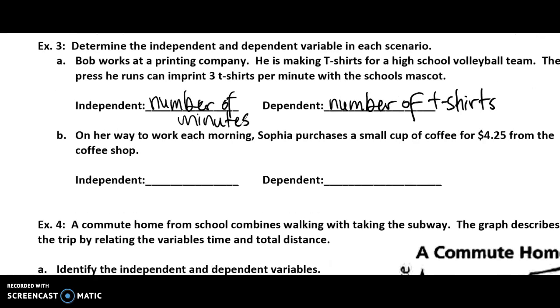On her way to work each morning, Sophia purchases a small coffee for $4.25 from the coffee shop. So the dependent variable in this situation is how much money she spends. And that value is dependent on how much coffee she buys. So the number of cups of coffee or the amount of coffee is the independent variable.